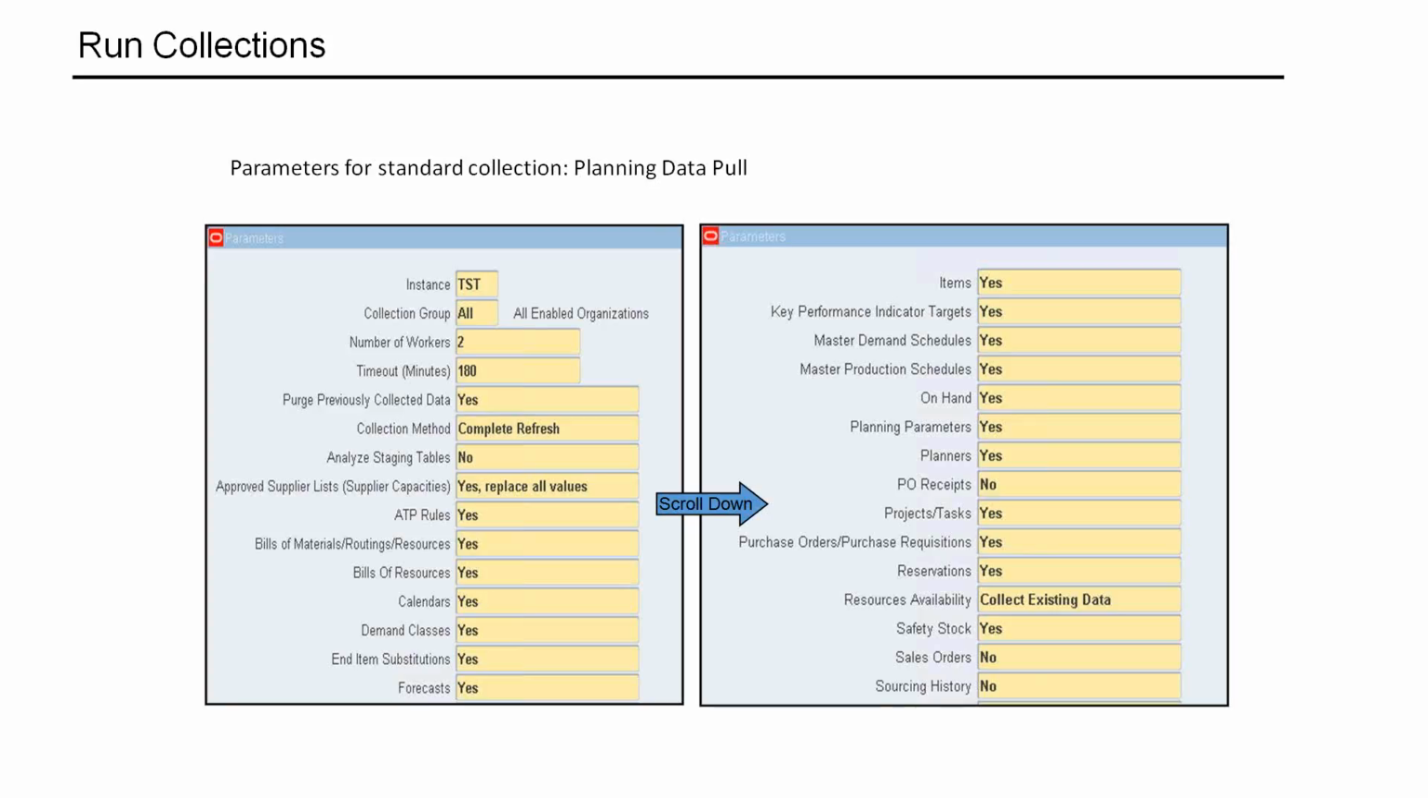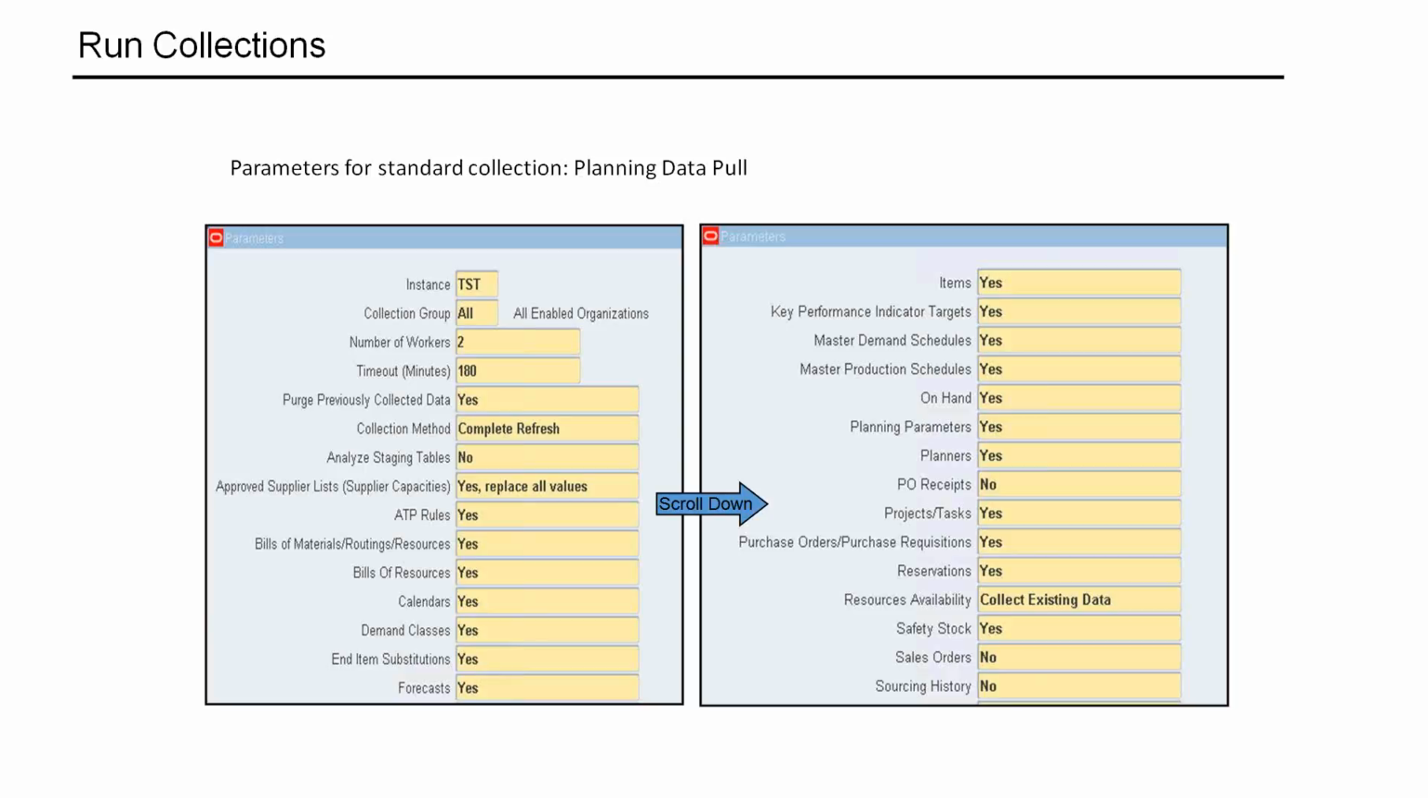So the parameters for the standard collections are the planning data pull. There are different parameters, and you have the option of collecting what you need and what you don't. You may say that you don't want to collect, for example, calendars, or you don't want to collect items because you know that there were no items defined in the previous few weeks. You can also say that you don't want to collect receipts, PO receipts.